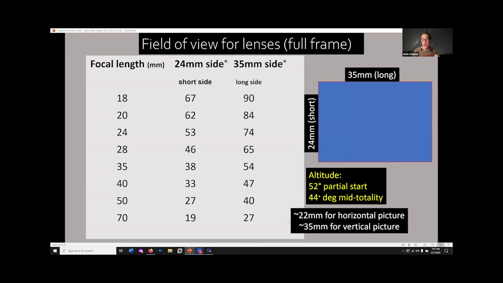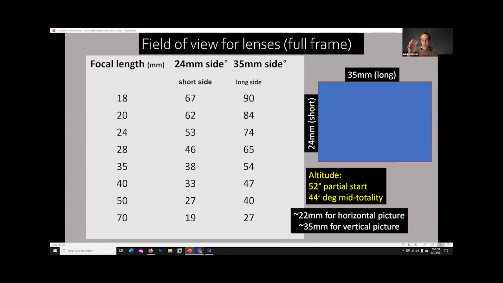If we're going just for the mid totality, the moon's at 44 degrees, about halfway up, and so we look on the chart. 28 millimeters is 46, so you have to go a little bit wider than that. So maybe about 30 millimeters to get the total eclipse. If you're just doing a couple shots of the total eclipse moon, and you want more of a landscape, around 30 degrees or so.